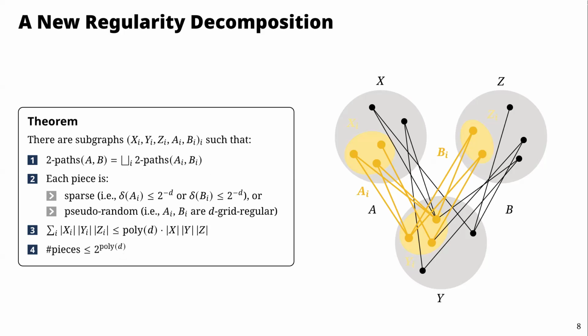Okay, great. So that's exactly what we were hoping for, because now on every such piece, you can apply the previous slide, which says if the respective edges in C between these parts are dense, then there must be a triangle, and otherwise, well, these edges are sparse. So you really get a decomposition into pieces where each piece is sparse or pseudorandom.